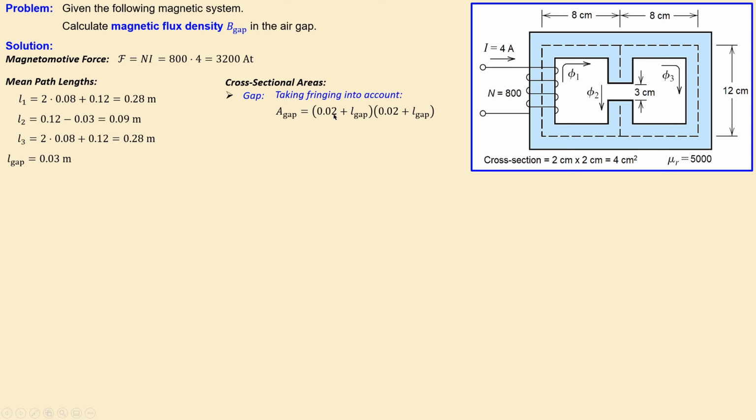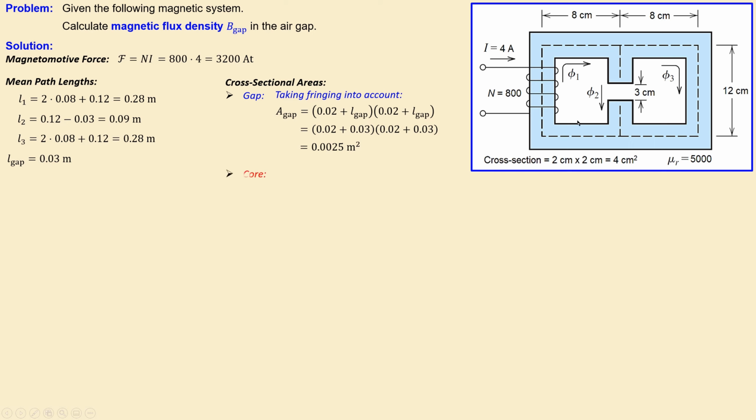So 0.02 was actually 2 centimeters. You add to that the L gap, and again 0.02, and also add to that the L gap. So what you get for actual the cross-sectional area by the gap is then of course much larger than in this case instead of this actual cross-sectional area. So what we have then just for the gap cross-sectional area is 0.0025 square meters. That's for the gap.